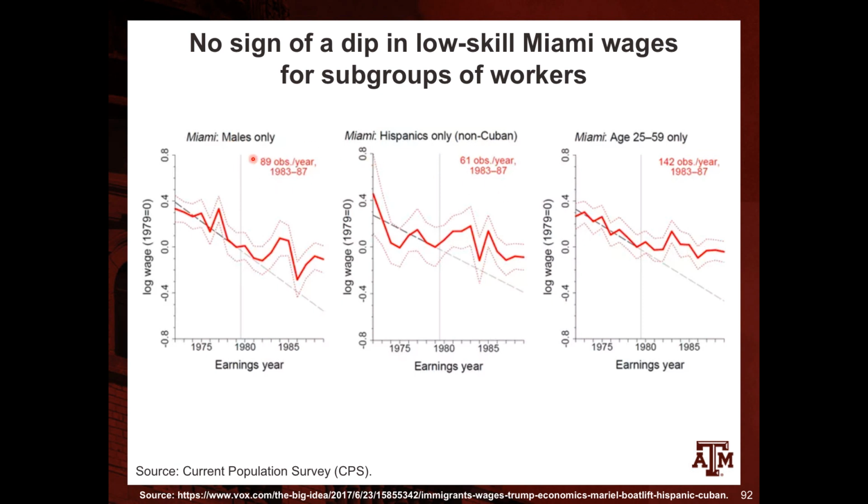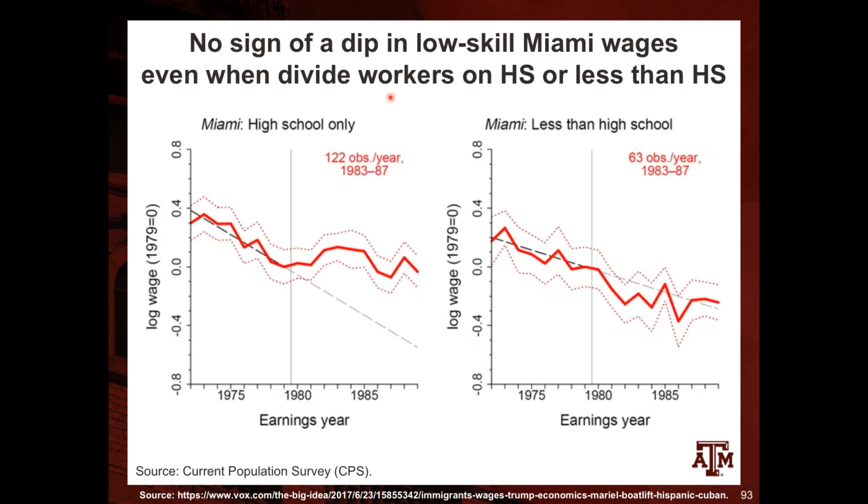And in this case here, you have a sample size of 89 observations per year, 61 and 142. Whenever you break into these subgroups, you start to lose observations, the sample size. And Clemens does another analysis, now breaking down for workers with high school only and those with less than high school.